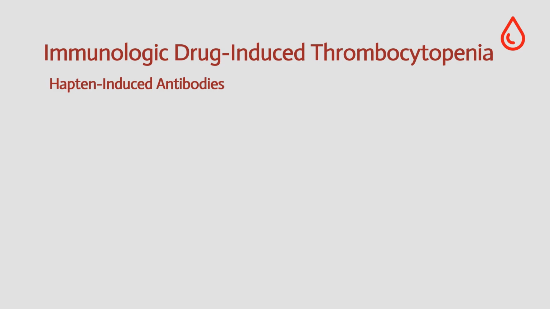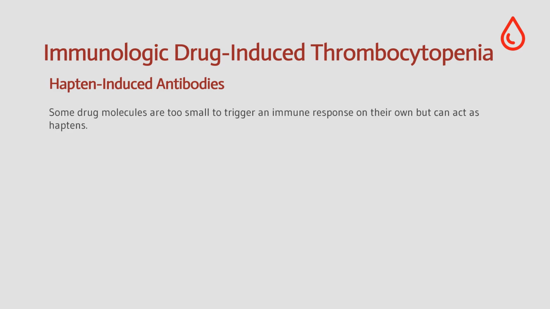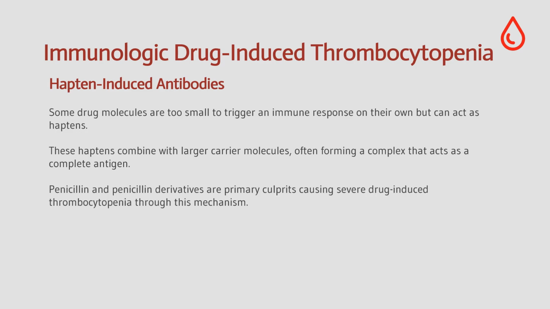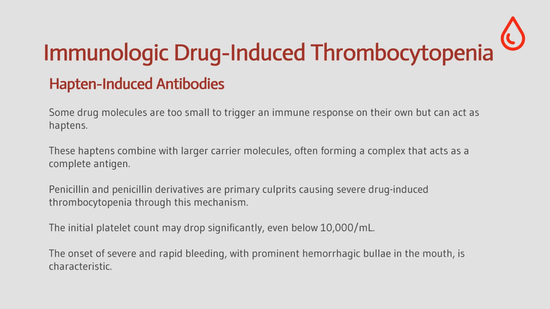Next we have hapten-induced antibodies. Some drug molecules are too small to trigger an immune response on their own but can act as haptens. These haptens combine with larger carrier molecules, often forming a complex that acts as a complete antigen. Penicillin and penicillin derivatives are primary culprits causing severe drug-induced thrombocytopenia through this mechanism. The initial platelet count may drop significantly, even below 10,000 per milliliter. The onset of severe and rapid bleeding, with prominent hemorrhagic bullae in the mouth, is characteristic.